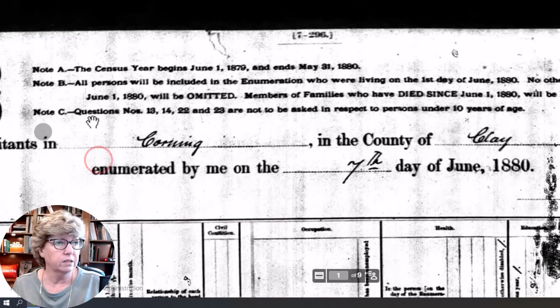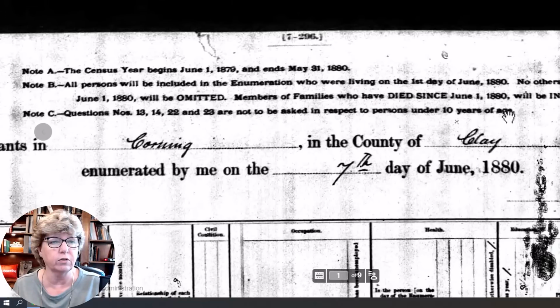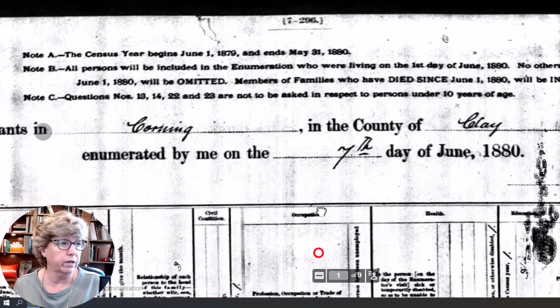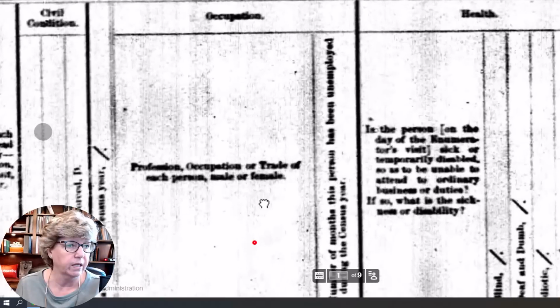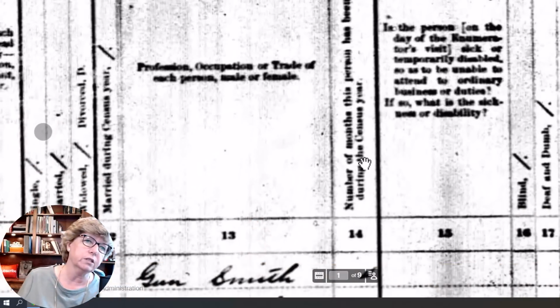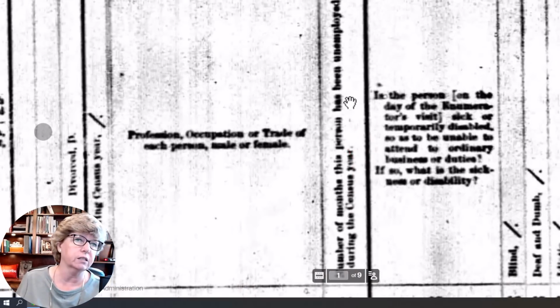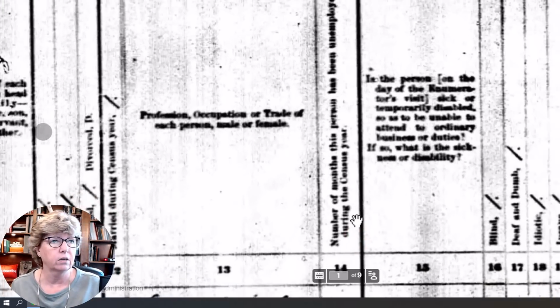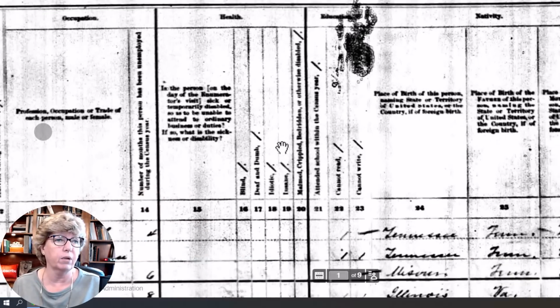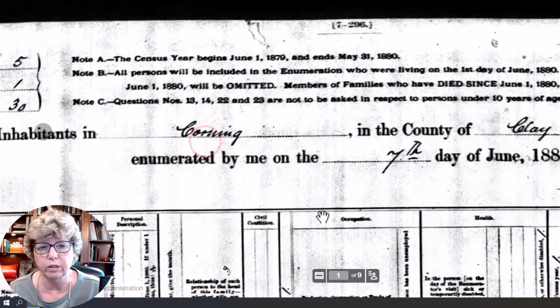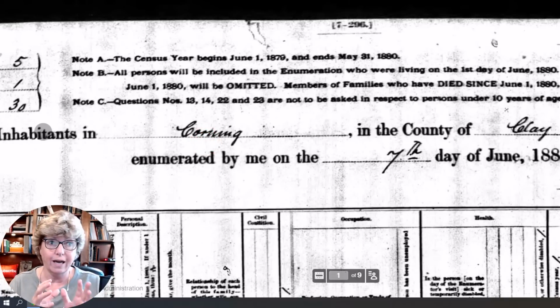Moving on. Note C, questions number 13, 14, 22, and 23 are not to be asked in respect for persons under the age of 10. Now, when we go look at what 13, 14, 22, and 23 are, 13 is about occupation. 14 is the number of months a person has been unemployed, so that makes sense, right? Because they're under 10 years old, they're not working. 22 is cannot read, and 23 is cannot write. Well, that might make sense also for children who haven't learned to read and write yet. All right, so now we know the rules at the top of the page.